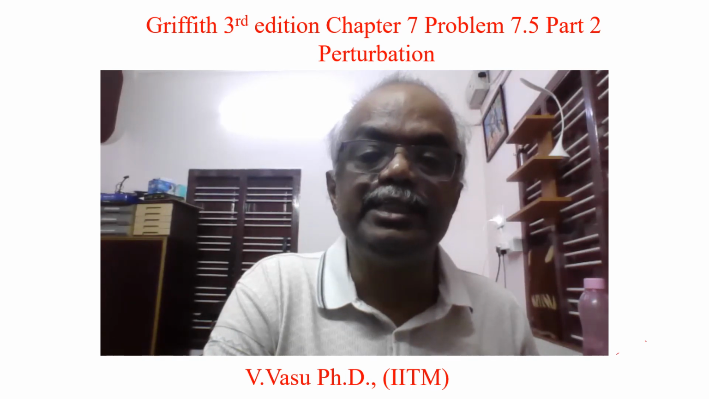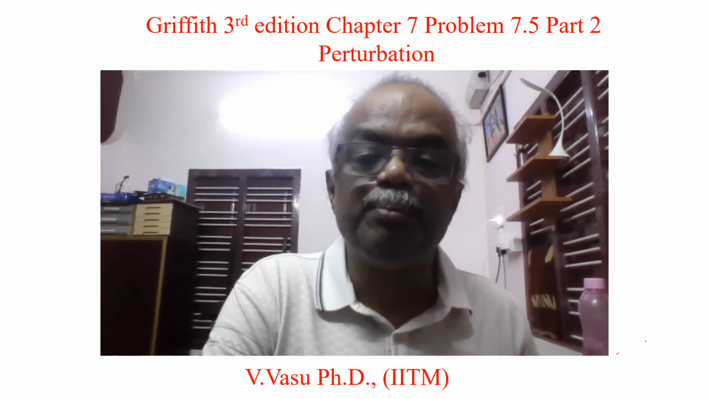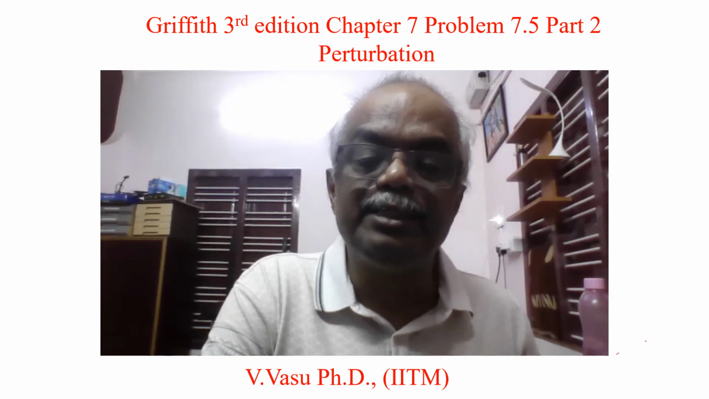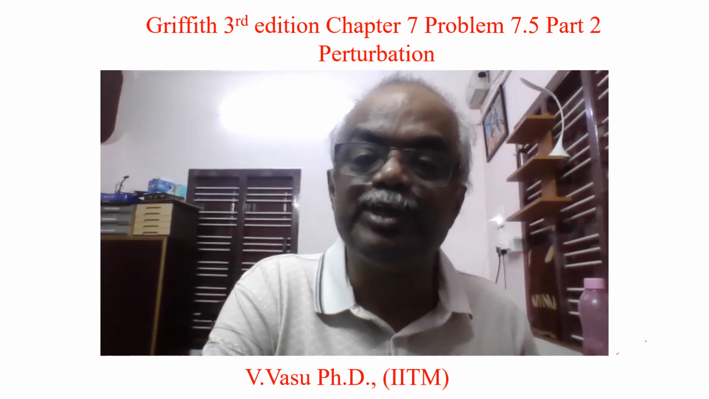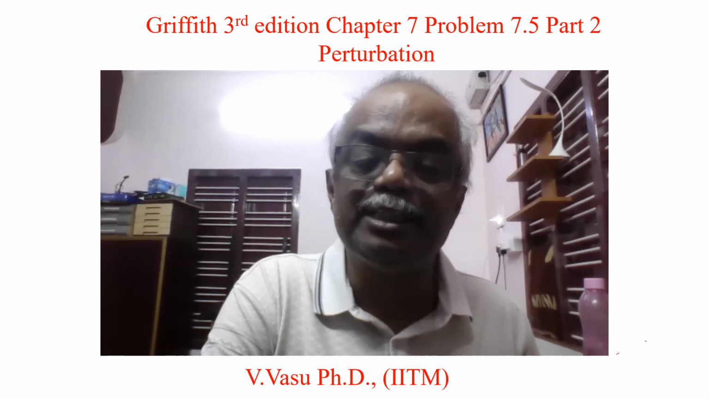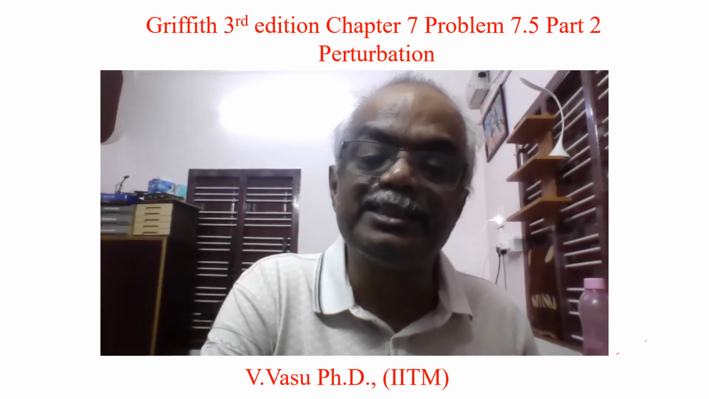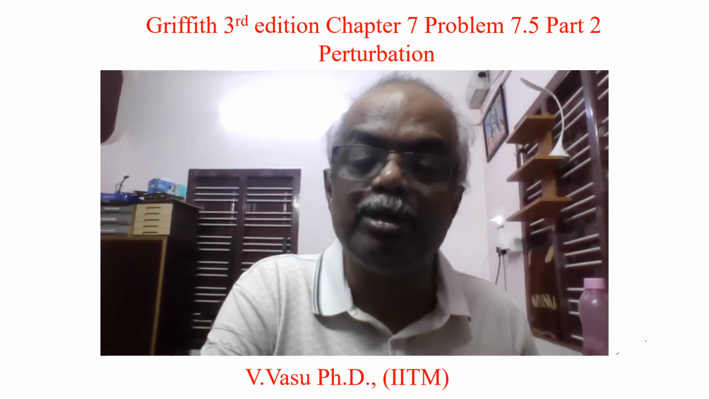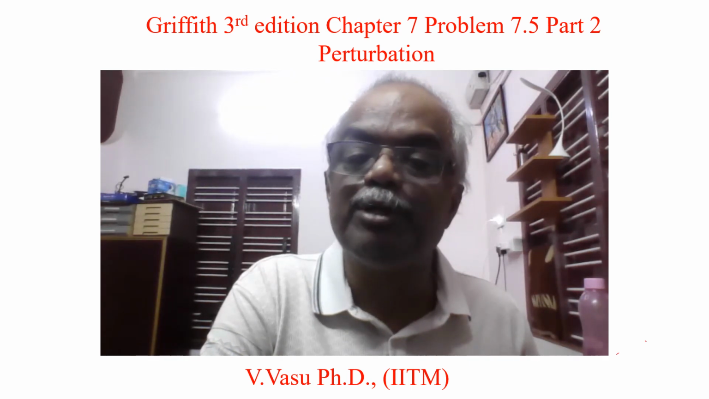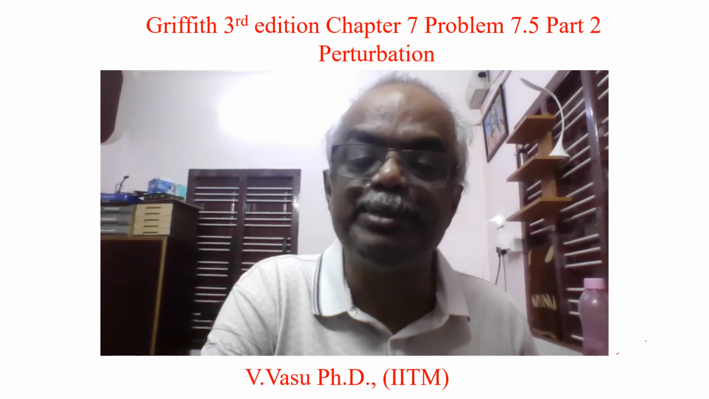Today we will see the solution for problem 7.5 of chapter 7 of Griffiths, the third edition. Already we have seen the first part of this problem, that is section A. Today we are going to see the second part, which is related to harmonic oscillator perturbation. The previous case, section A, was the infinite square well perturbation. Section B is related to the harmonic oscillator.